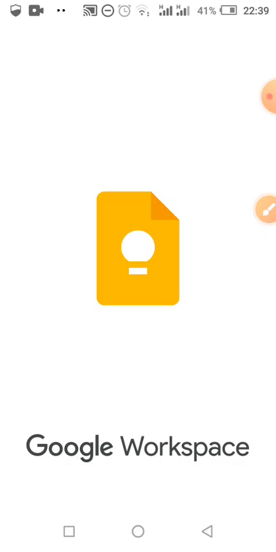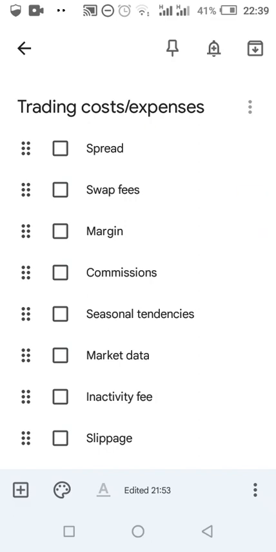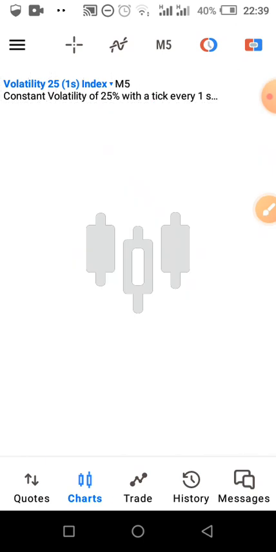This is a video in which I'm going to talk about trading costs, or also expenses that you will incur when trading. So the first one will be your spread, and for spread, this will be the main cost that brokers will charge you. So spread will just be the difference between the two lines on your prices.